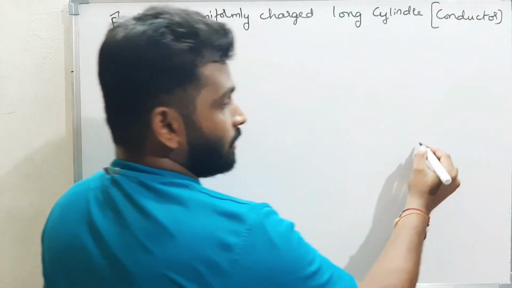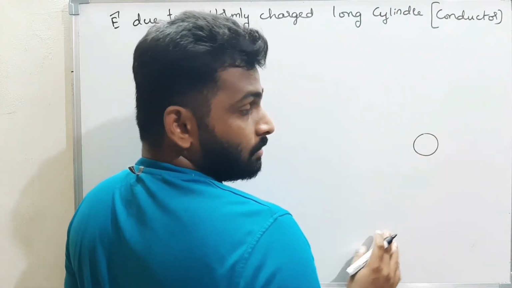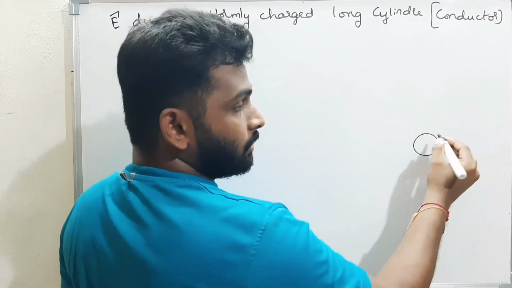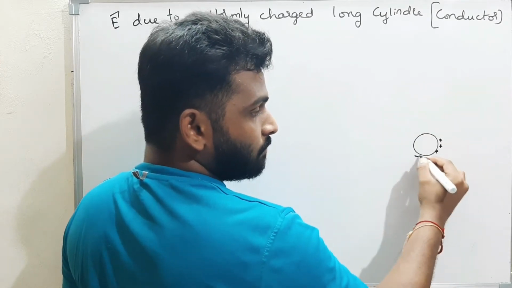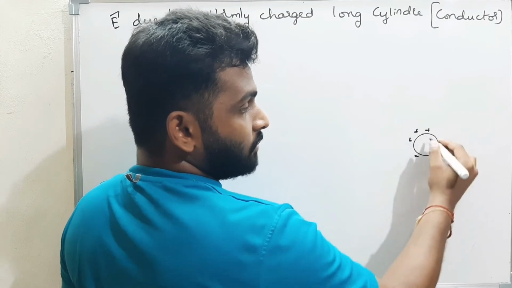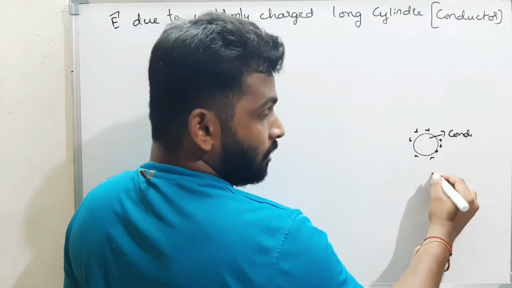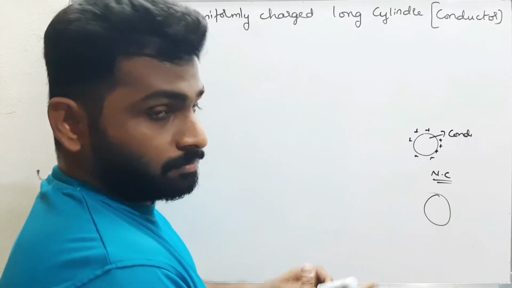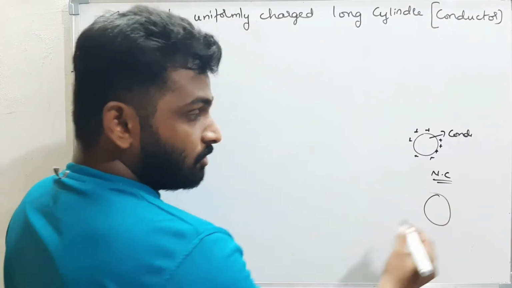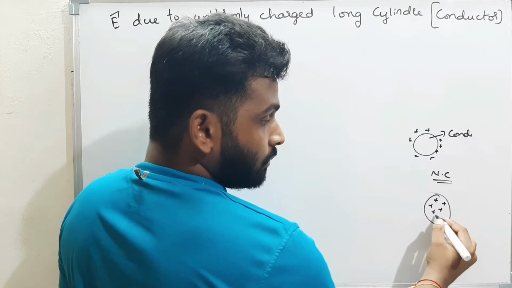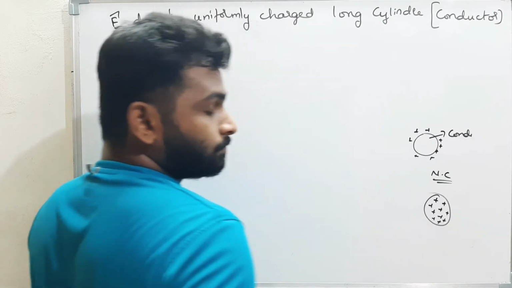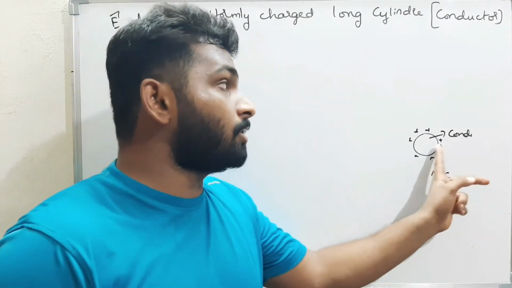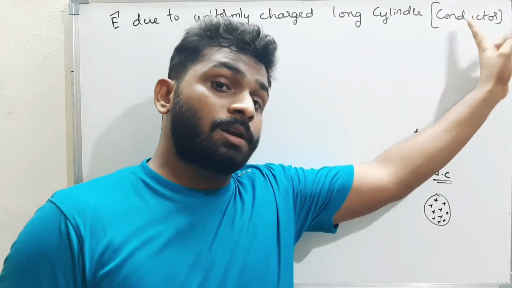That means if this is a cylinder, the top view, then the charge will be only on the surface of the cylinder, if it is a conductor. If it is a non-conductor, then if this is a cylinder, the top view, this view, then the charge will be spread throughout the body. Therefore, first of all, we are seeing only for a conducting cylinder.